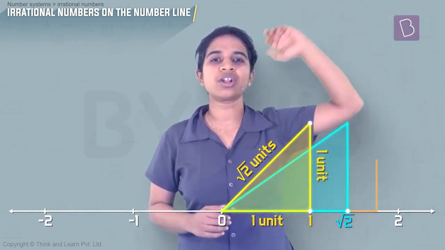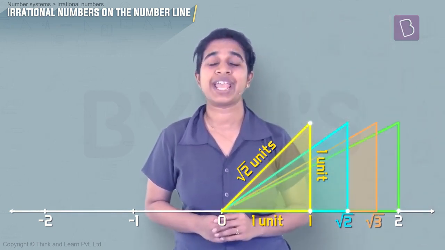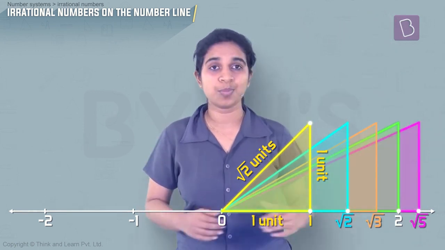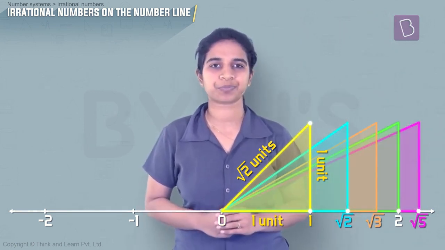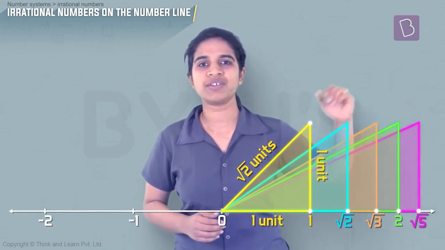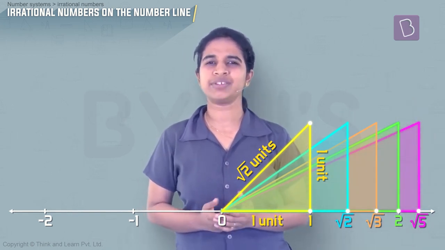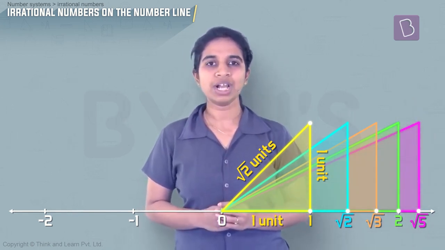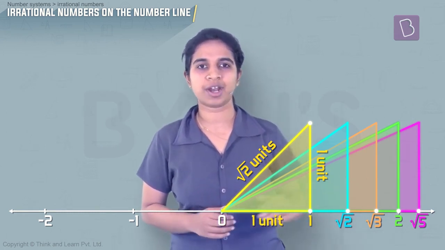Now you can go on and on and on, and you can plot the root of any number. So that's the way you will plot square roots on a number line, right? We can have root 4, root 5, root 6, and so on, right? Root 4 is anyway 2. It's easy. So all irrational numbers which are square roots, you can plot this way.